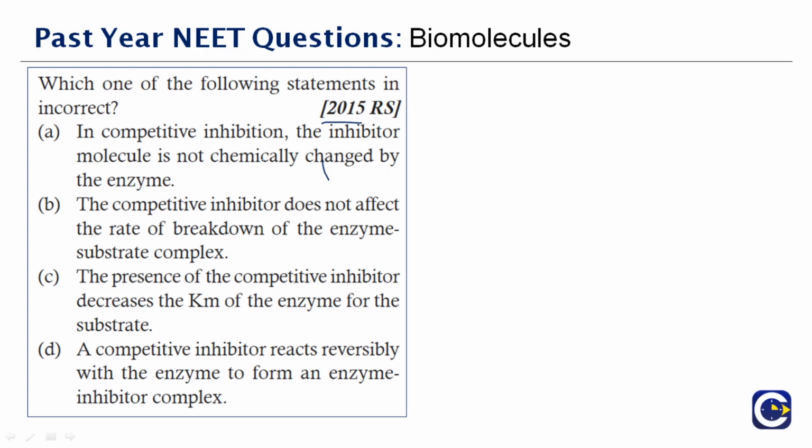Okay, now coming back to the options given here, look at option A. In competitive inhibition, the inhibitor molecule is not chemically changed by the enzyme. So this option is correct. Yes, in competitive inhibition, the inhibitor molecule is not chemically changed by the enzyme. Second option, the competitive inhibitor does not affect the rate of breakdown of enzyme substrate complex. That is also correct. Look at the third option here. The presence of the competitive inhibitor decreases the Km of the enzyme for the substrate.